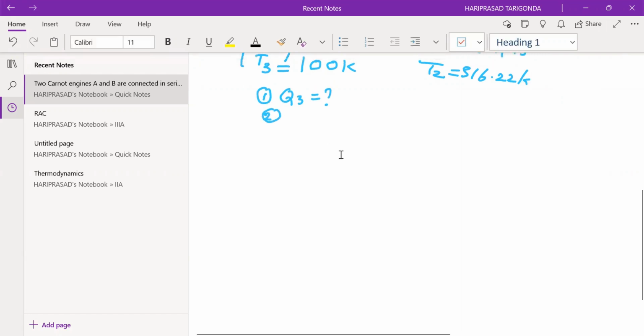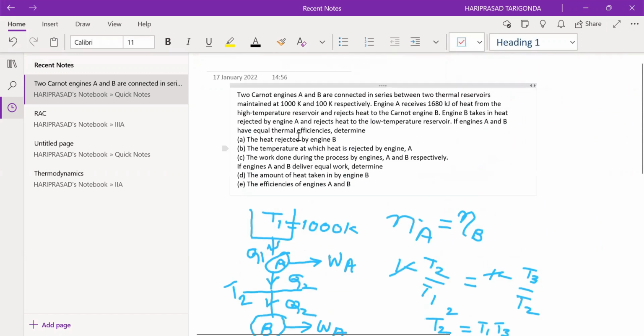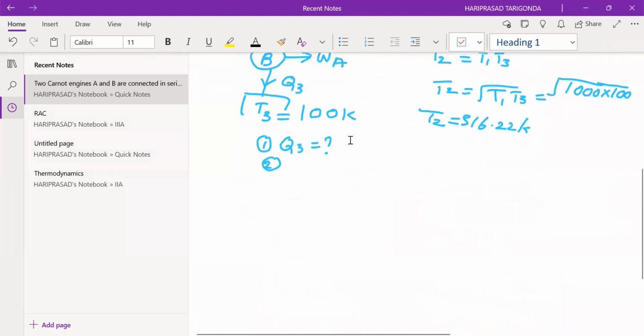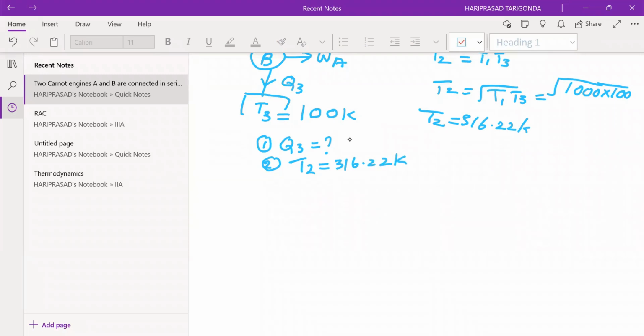The second condition he asked to find is the temperature at which heat is rejected by engine A. The temperature at which heat is rejected by engine A will be T2. Am I right? So that is 316.22 Kelvin, which is already calculated.